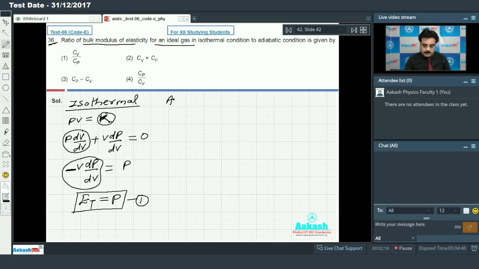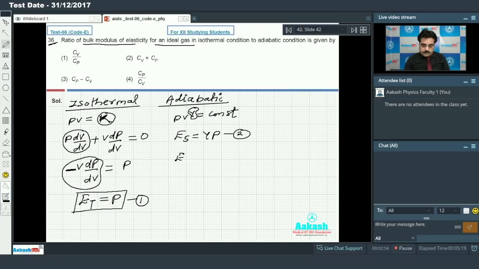And similarly, if I go for adiabatic, in adiabatic, you know, PV to the power gamma is equal to constant. So when you differentiate with respect to the volume, we'll get once again the bulk modulus of elasticity for an ideal gas in adiabatic condition, ES is equal to gamma times P, because P to the power gamma is here, and S represents the entropy, because in an adiabatic process entropy remains constant. So this is my relation number 2.